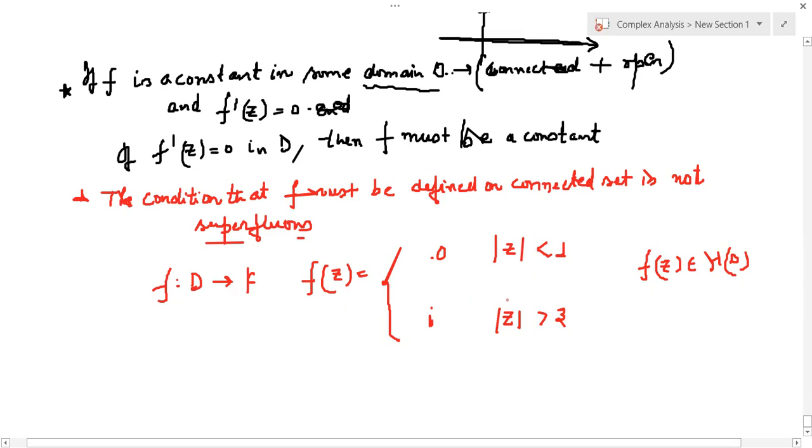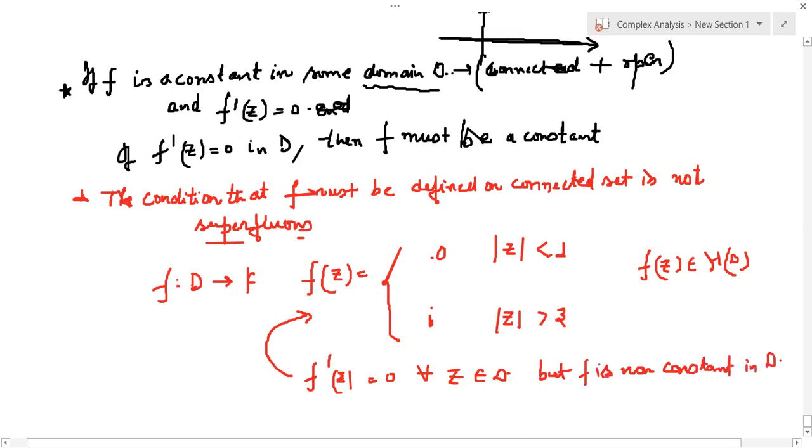Now in this particular domain, I know that my function's derivative must be equal to 0 for all z belonging to D. But is the function constant? Clearly not. Because for a function to be constant, it should have the same value throughout D. But f is non-constant in D.